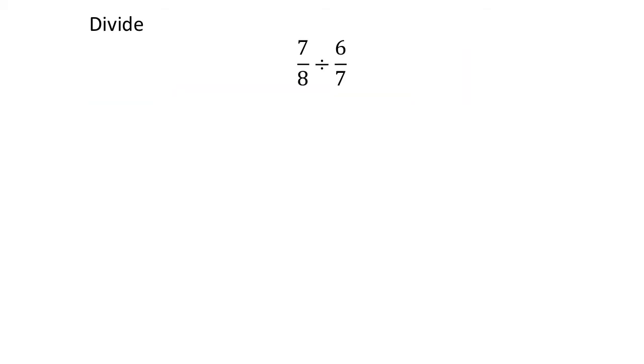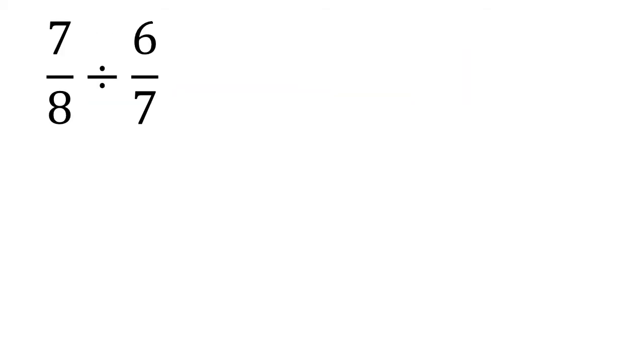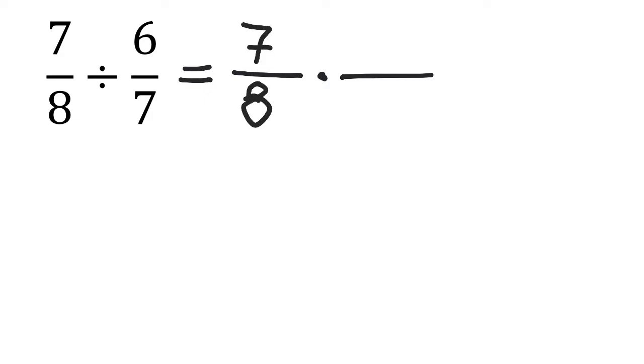So dividing on this one, no problem. We can do it. But when I do this one, I am not going to use division. I'm going to use multiplication, right? So I'm going to change the operation to multiplication. My dividend stays the same as 7/8, but the 6/7 here is going to flip, or reciprocate, into 7/6.